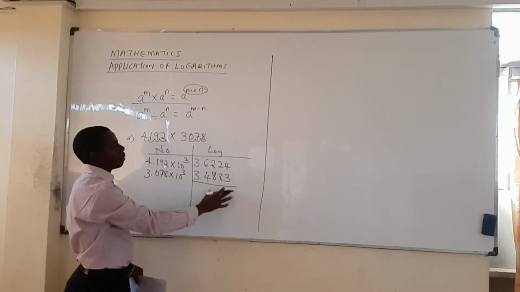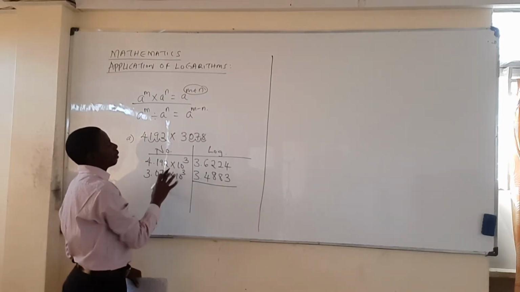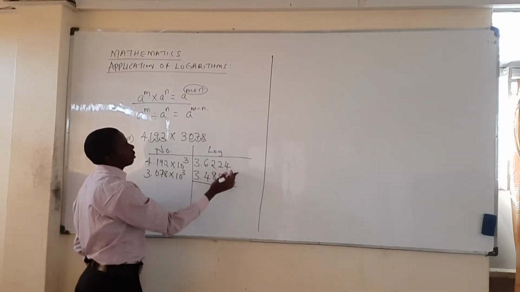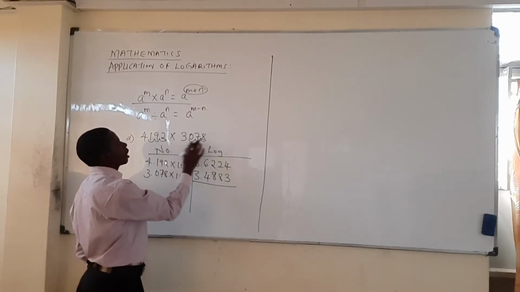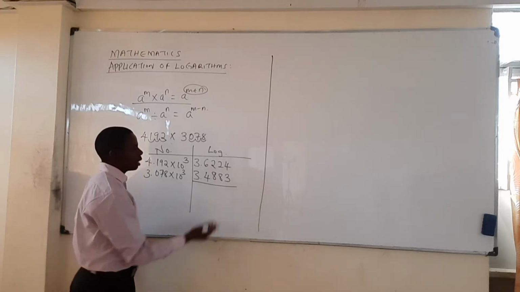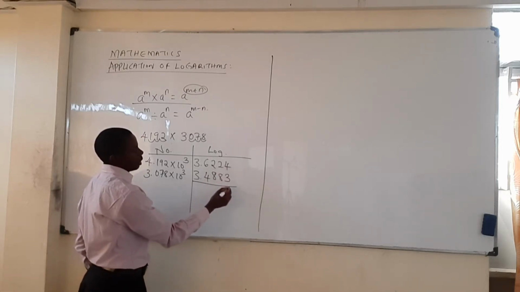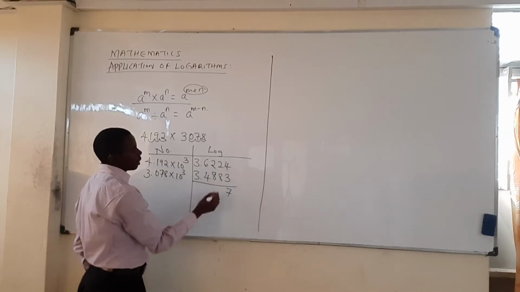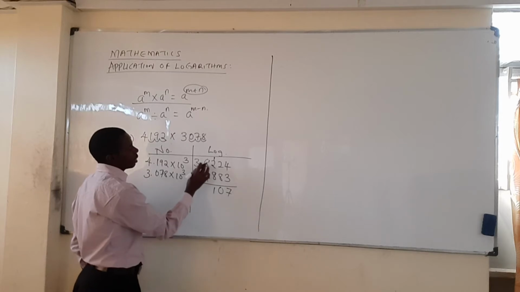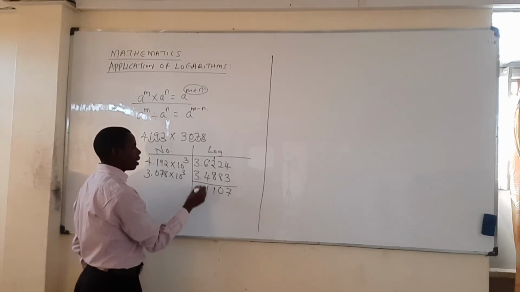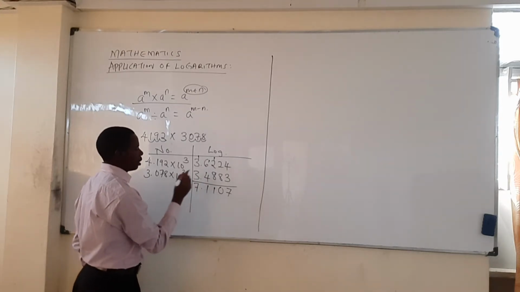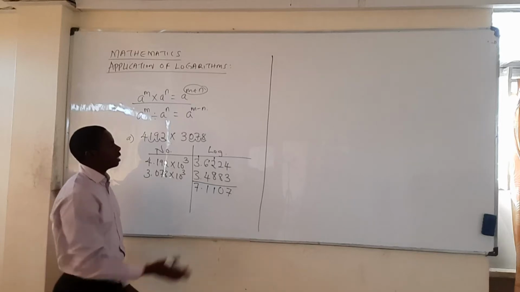Remember, these logs are the powers to base 10. When you write these numbers to the base 10, they're going to be like that, so we have the powers there. Instead of doing long multiplication, using logs is going to make our work very easy. So you add: 4 plus 3 is 7, 8 plus 2 is 10, carry 1, 3 plus 8 is 11, plus 1 is 12, so we get 7.1107. Then you are through with the log side.